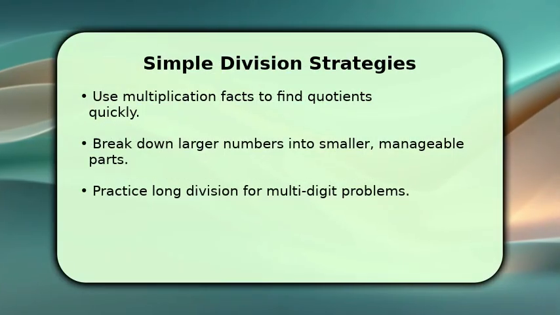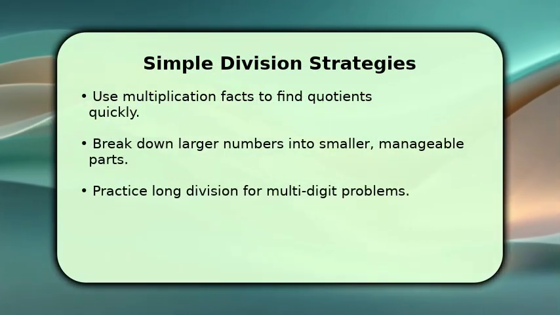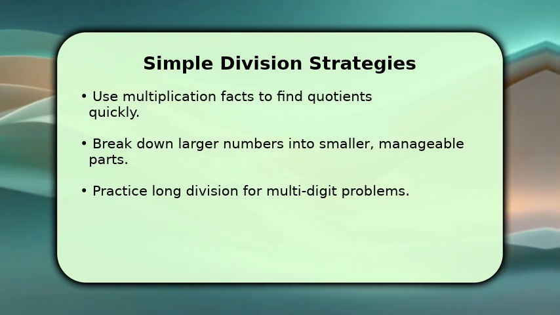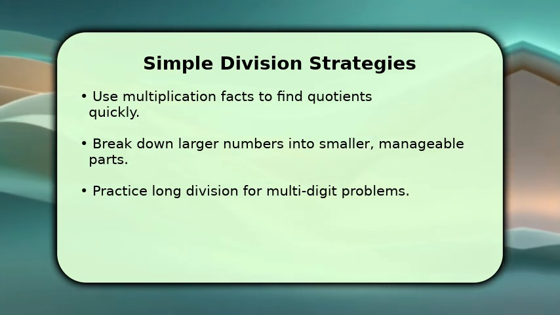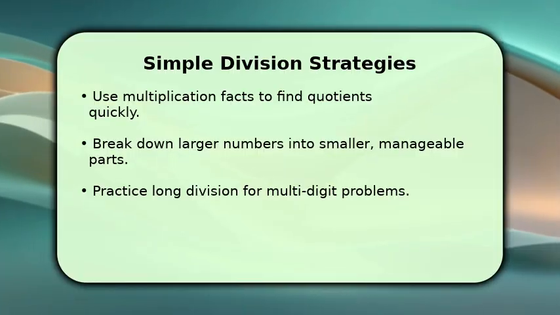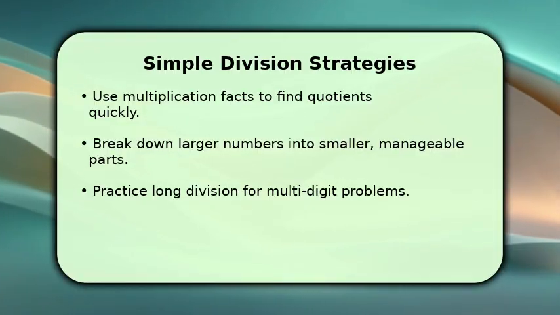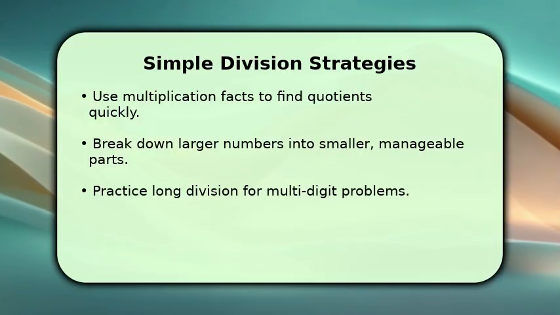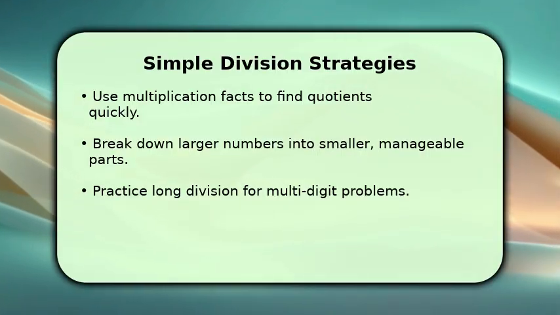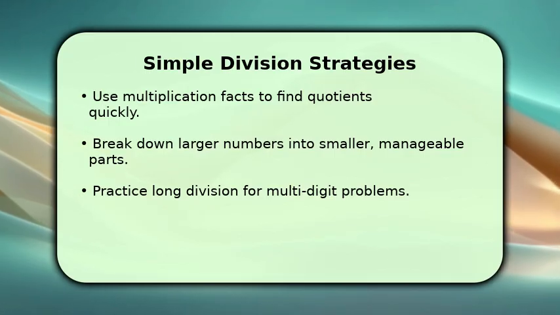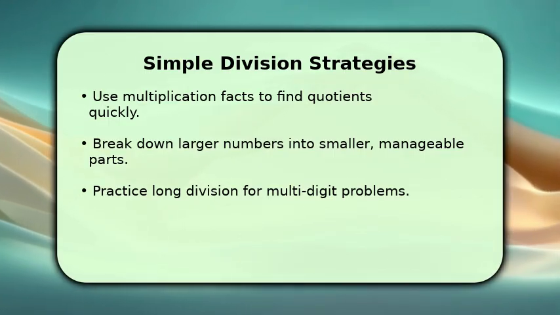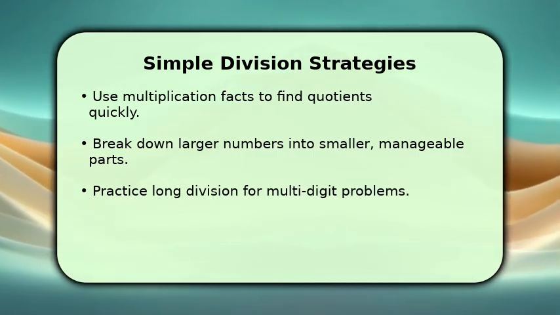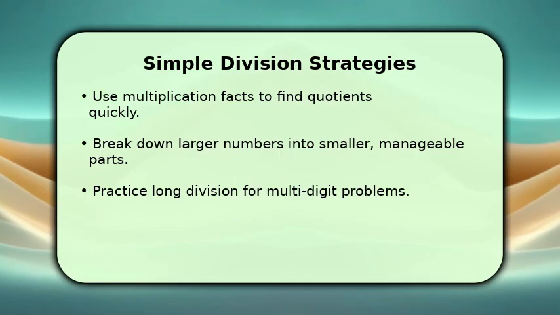To make division simpler, try a few effective strategies. First, rely on your multiplication tables. Knowing that 5 times 6 is 30 immediately tells you 30 divided by 6 is 5. For bigger numbers, decompose the dividend into parts that are easier to divide. For example, dividing 125 by 5 can be seen as 100 divided by 5 plus 25 divided by 5. Long division is a systematic method for more complex problems.